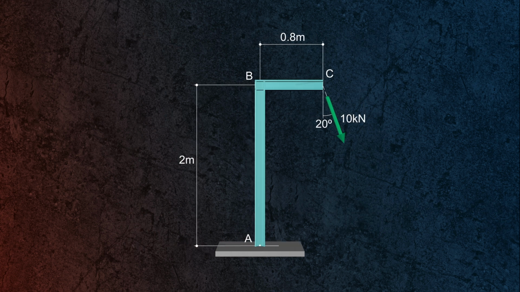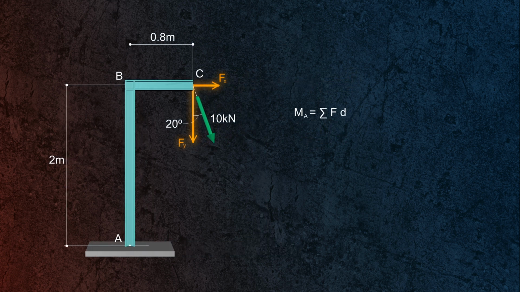Now let's go back to our example. Applying Varignon's theorem, let's split the given force into horizontal and vertical components. Let's call the horizontal component Fx and the vertical component Fy. Then, the moment at point A is equal to the sum of the moments caused by these components. For this example, let's take clockwise as positive.